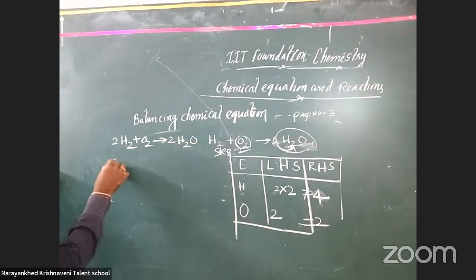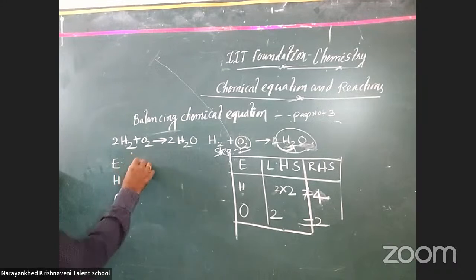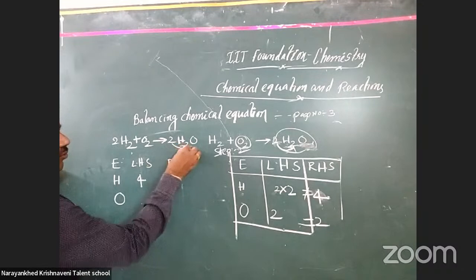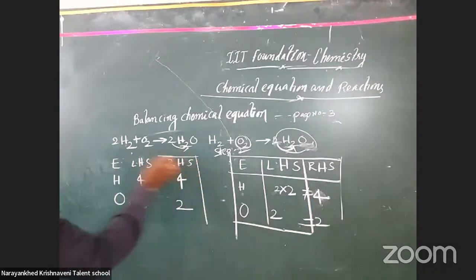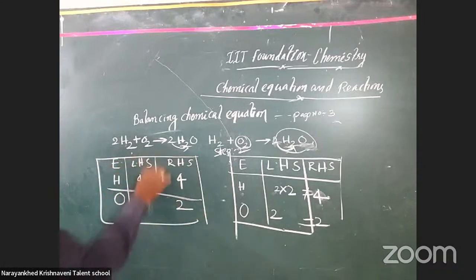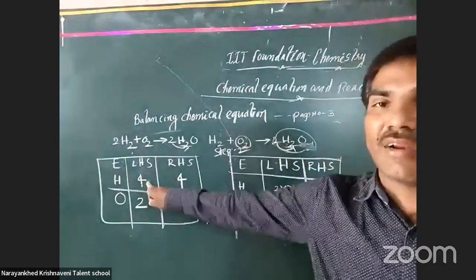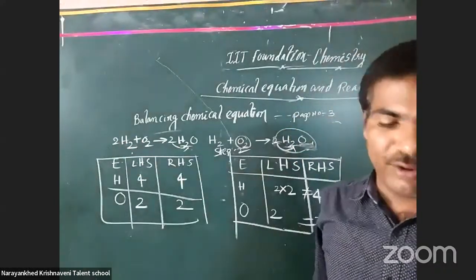Check what elements are there: hydrogen and oxygen. On the LHS side, hydrogens are 2 into 2, and on the RHS side there are also 4 hydrogens. And oxygens: how many here? 2 oxygens, and 2 oxygens there. Got it? Totally it is balanced. Understood or not? 4 hydrogens, 4 hydrogens; 2 oxygens, 2 oxygens. Yes, this is called balancing of an equation.